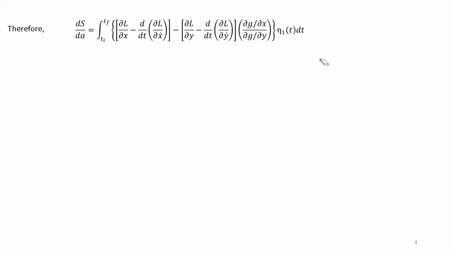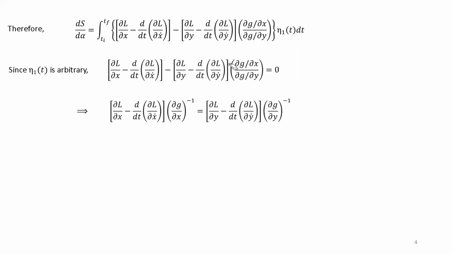And now I can argue that eta 1 is really arbitrary, because I don't have eta 2 with it now. Since eta 1 is arbitrary, if I want the entire integral to be 0, then I want all the terms in this bracket to be 0. So that's why I write it down over here again.